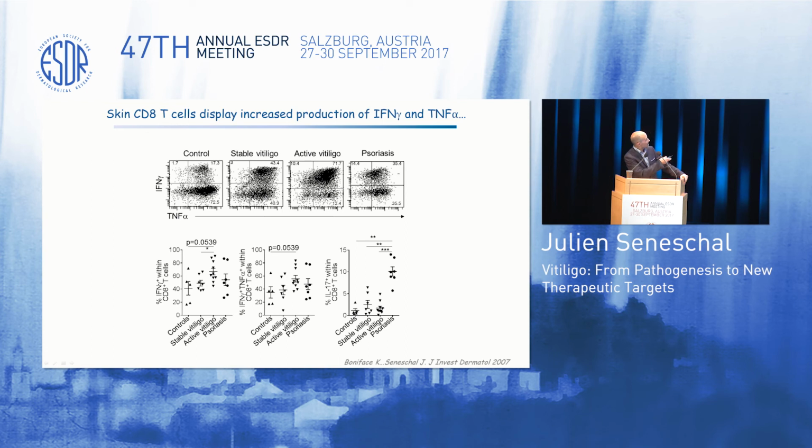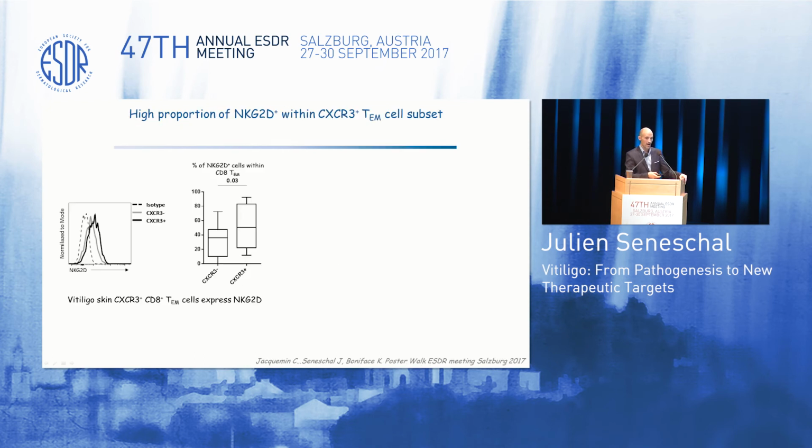Okay. And here, next, as I showed you during the poster work yesterday, we found that there is also another marker characterizing the CXCR3 positive T cells. So we checked for NKG2D, which is seen on NK cells, NKT cells, but also on activated CD8 positive T cells. And we found that NKG2D positive T cells are within the CXCR3 positive T cell subsets.